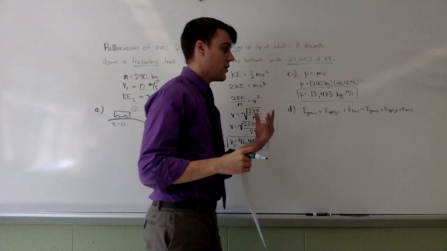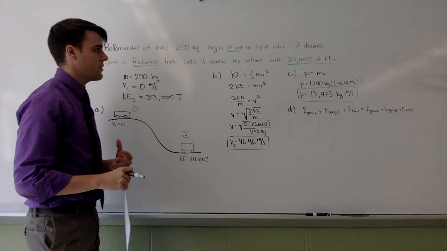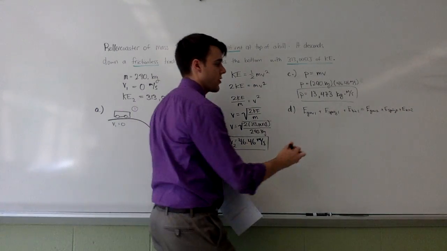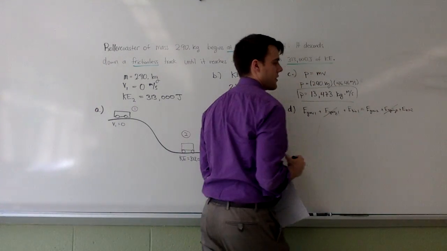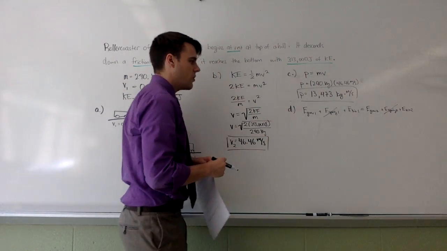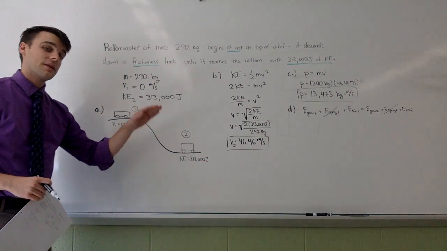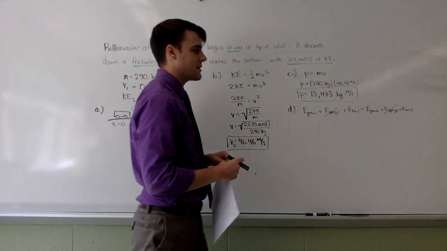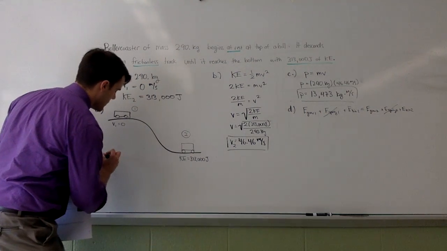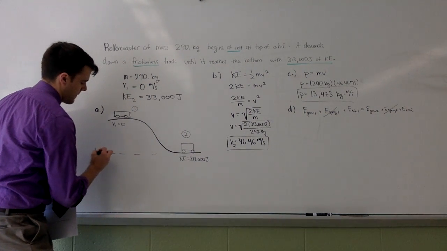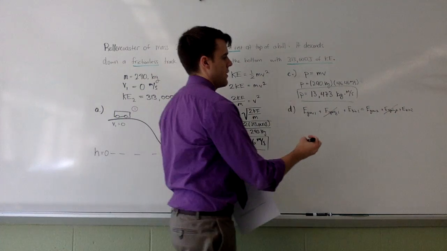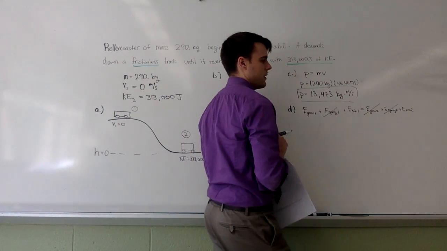Now, I know based off of the information given that there are no springs, so I can go ahead and cross off all my spring energies. I know that at time 2 I'm at the bottom of the hill, so my height I can therefore set to be 0. So I can cross that off.